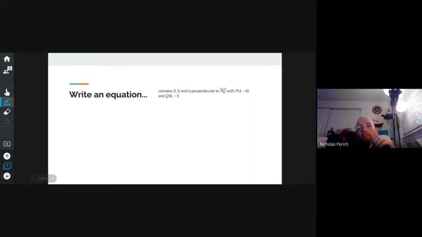Rap. No. I need to write an equation that contains (1, 3) and is perpendicular to PQ. And PQ is (4, -6). All right, so this is what I'm going to use. I'm going to use point slope form. Point slope form is an equation that I can use if I have just a point and a slope.